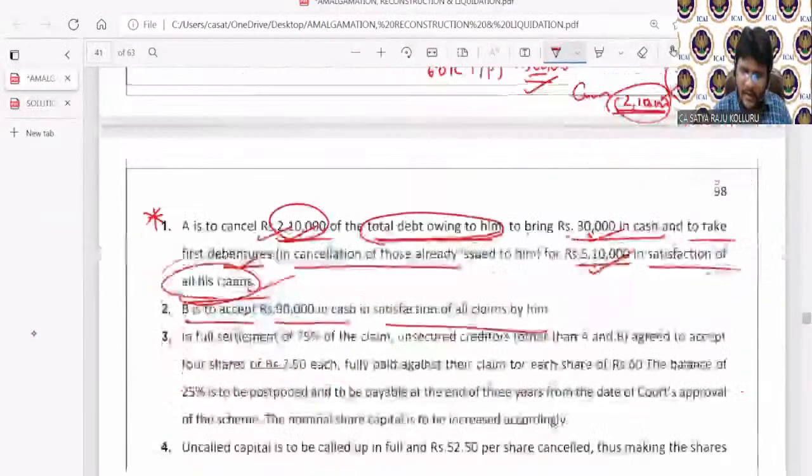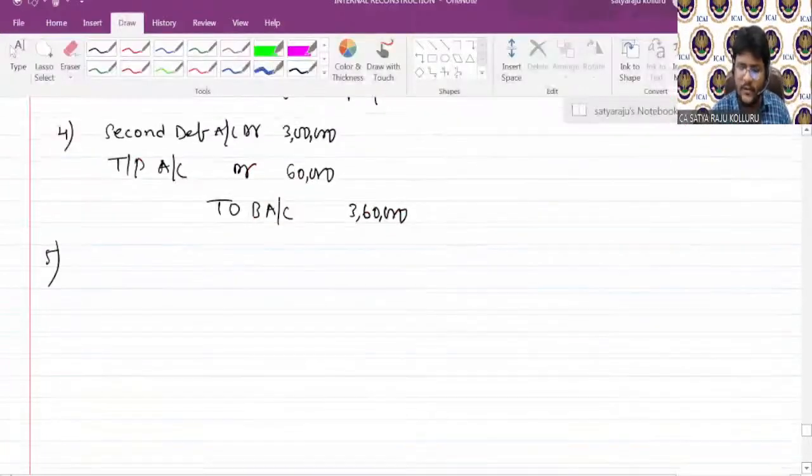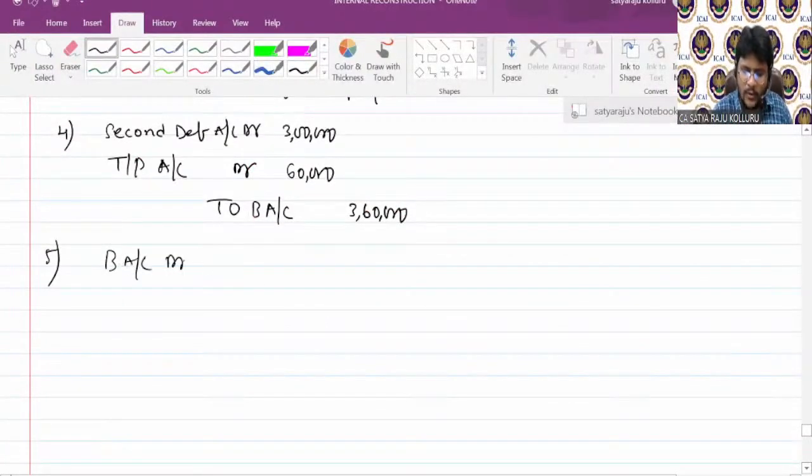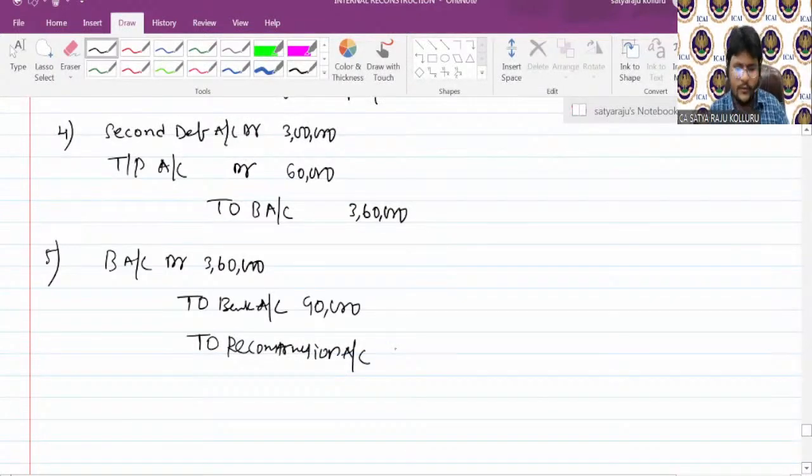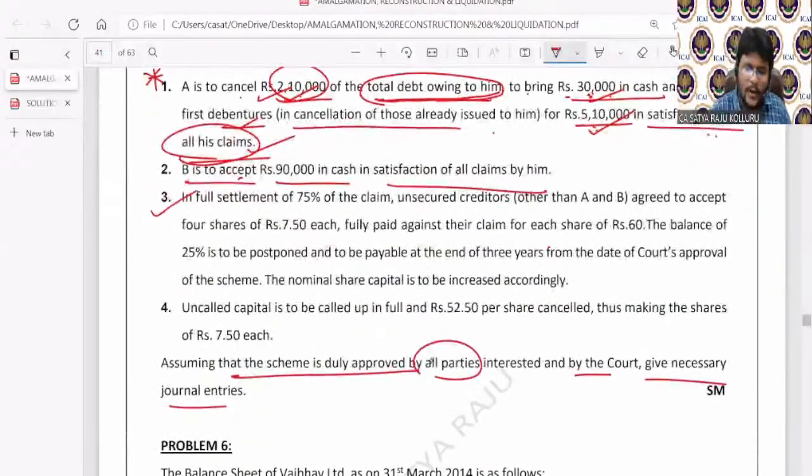Now it is clearly given that B is to accept 90,000 in cash in satisfaction of all his claims. B account debtor 3,60,000. How much amount of cash did you pay? Cash or bank, whatever the case may be? 90,000. What about the remaining balance, sir? It needs to go to the reconstruction account. He foregone it, in full and final settlement. We are paying 90,000. So how much? 2,50,000. Sorry, 3,60,000 minus 90,000, which is 2,70,000. Yes, am I right? Which is 2,70,000. This is the journal entry. Next, come to point number 3.